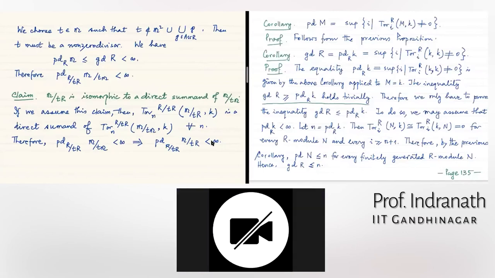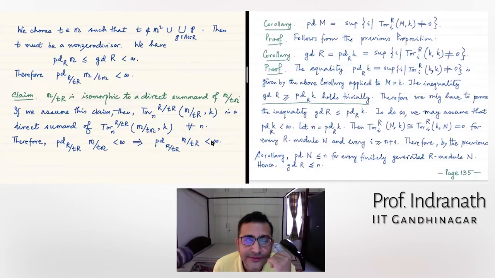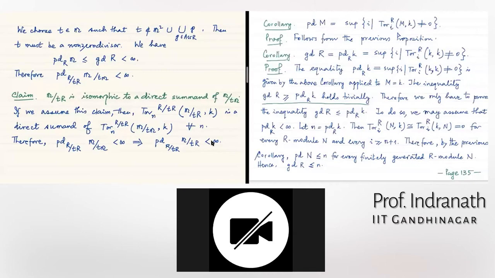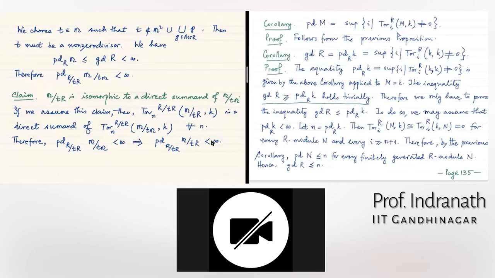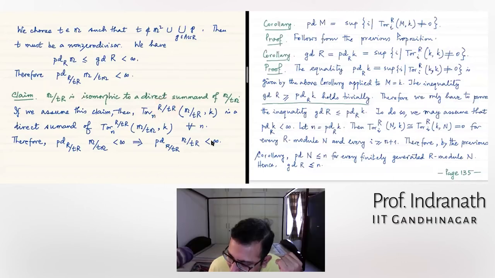Fine. Tor is an additive functor, no? You tell me, what does it mean? Means Tor n of m plus n. It is Tor m plus Tor n. Absolutely. So if you have this, I don't want to again go back to that slide. It will take some time. So basically, you are having this Tor over this ring, and then with respect to k. And then if you have addition here, direct sum here, then it splits. Okay. So you are using that.